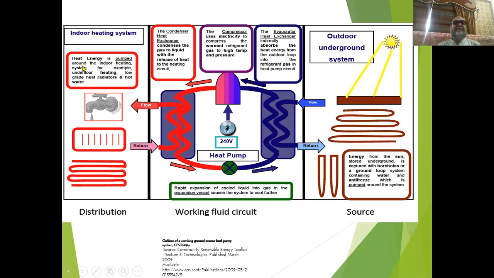Heat energy is pumped around the indoor heating system, for example, underfloor heating, low grade radiators, and hot water. So this is the source, the working and the distribution. There is a flow from your right side to the left side, and the cold side return, and this is how this energy system works.